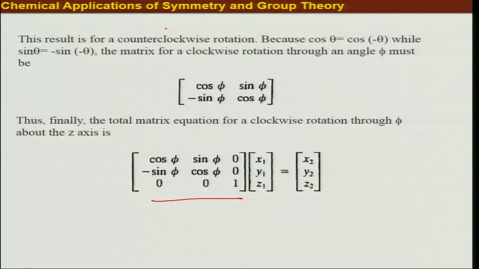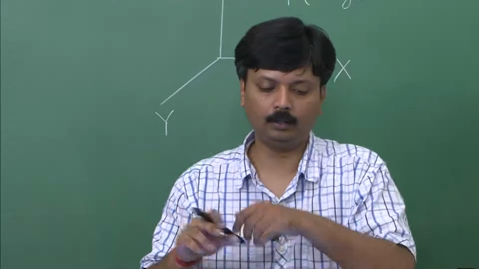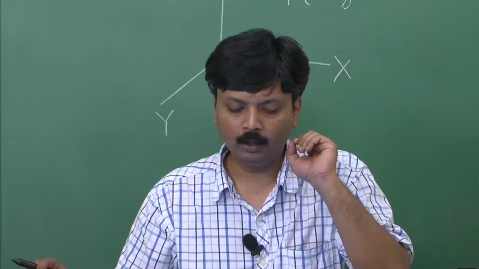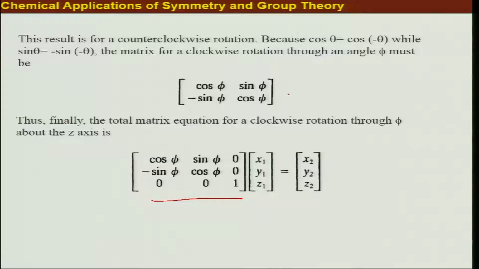Now if we want to do it for a clockwise rotation, that is very easy, because cos theta and cos minus theta are the same, while sin minus theta is minus sin theta. So utilizing that, we can find the 2 by 2 matrix for a clockwise rotation as well, which is shown here. Now finally, we can write the overall matrix for clockwise rotation by this expression.